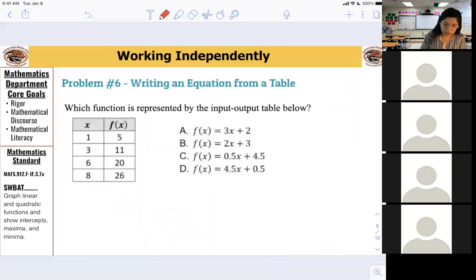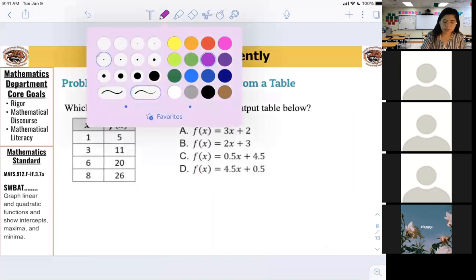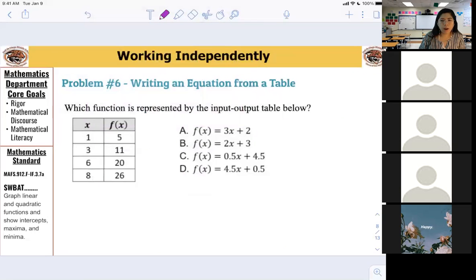Number 6, which function is represented by the input-output table below? All right, so now I have a table that I need to match. On this table, what do I need to figure out first? What do I need to calculate though? The slope. Yeah, the slope.